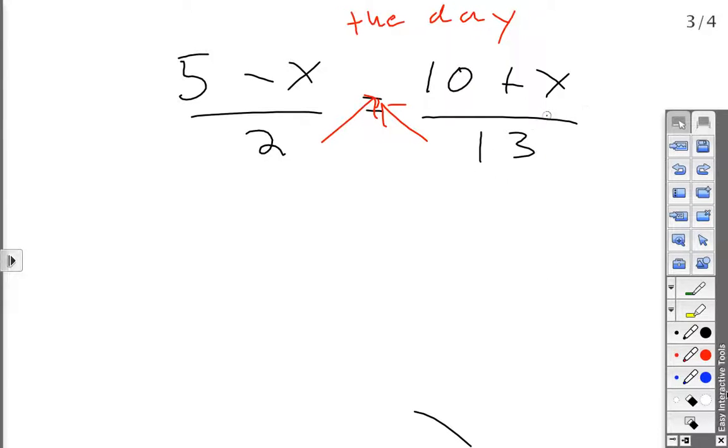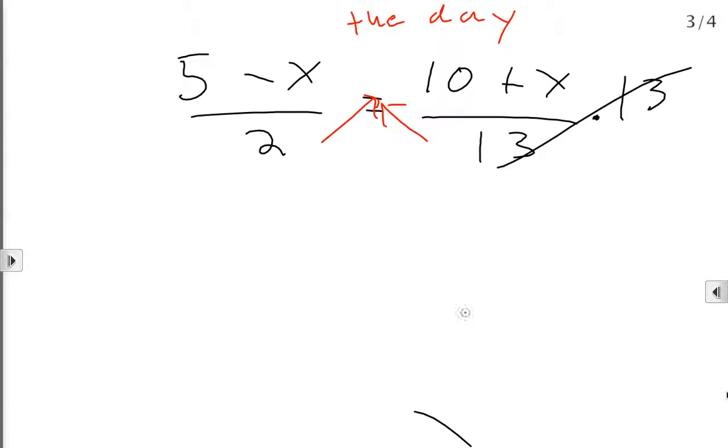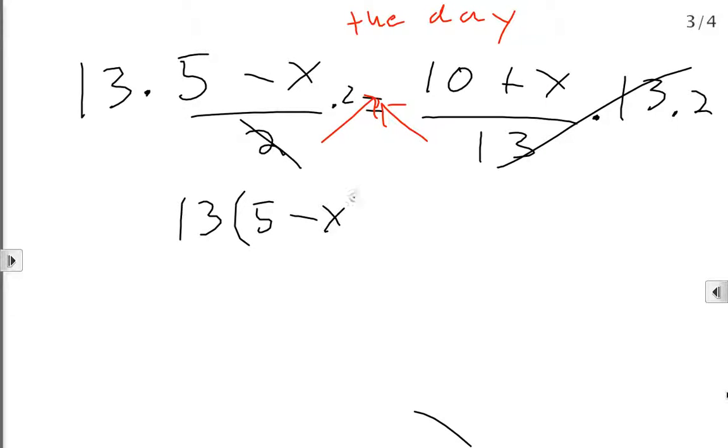Back in the day, you used to cross multiply. Multiplying by 13 would get rid of the division on one side, and multiplying by 2 gets rid of the division on the other side. Cross multiply is just a way of doing two steps at the same time. So we're going to get rid of divided by 13 with times 13. And then we're going to get rid of divided by 2 with times 2. So I made a pretty big mess. Look, the 13, we're multiplying it, so we have 13, 5 minus x. And then on this side, we're multiplying by 2, so we have 2, 10 plus x.